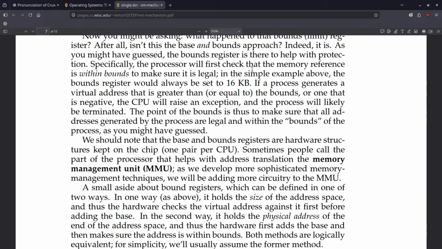In the simple example above, the bounds register would always be set to 16 kilobytes. If a process generates a virtual address that is greater than or equal to the bounds, or one that is negative, the CPU will raise an exception, and the process will likely be terminated. The point of the bounds is thus to make sure that all addresses generated by the process are legal and within the bounds of the process.